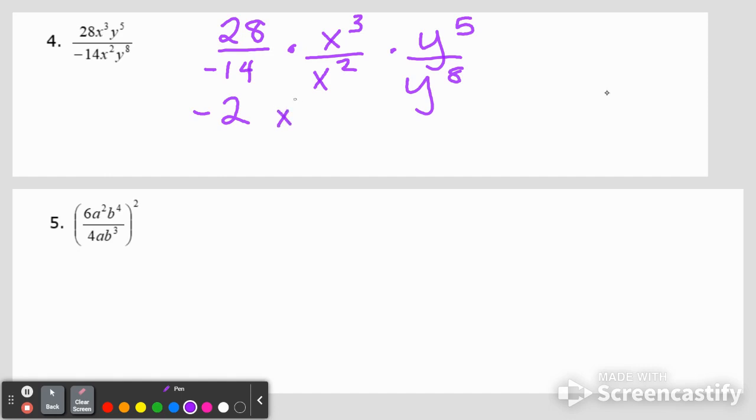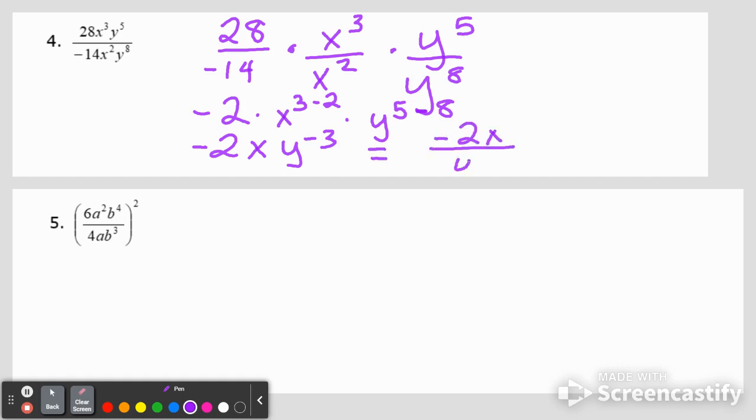Remember, we said we subtract those, okay? And then y to the 5th minus 8. So I'm subtracting the power in the numerator minus the power in the denominator. Okay, so I'm going to continue this. 3 minus 2 leaves me with 1, so that one is done. Y, 5 minus 8 gives me negative 3. Uh-oh, I've got that negative exponent. So that one is going to have to move downstairs and become positive. There's my final answer. Negative 2x divided by y to the 3rd power.